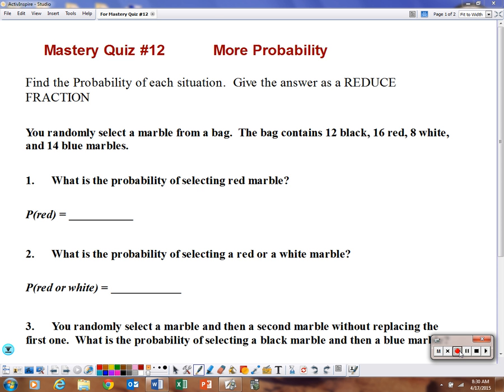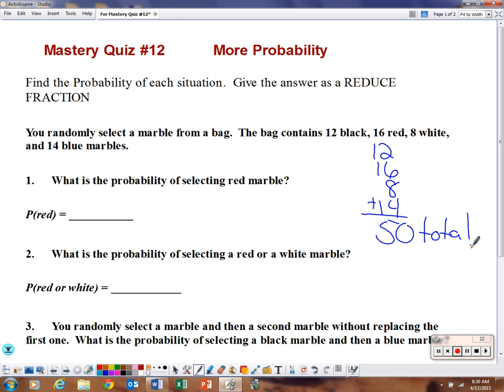Well, first of all, we need to know how many marbles there are altogether. So we need to add these up: 12, 16, 8, and 14. So we will add all of these up. All right, so let's see. 12 plus 16 plus 8 plus 14 should add up to 50. All right, that is our total.